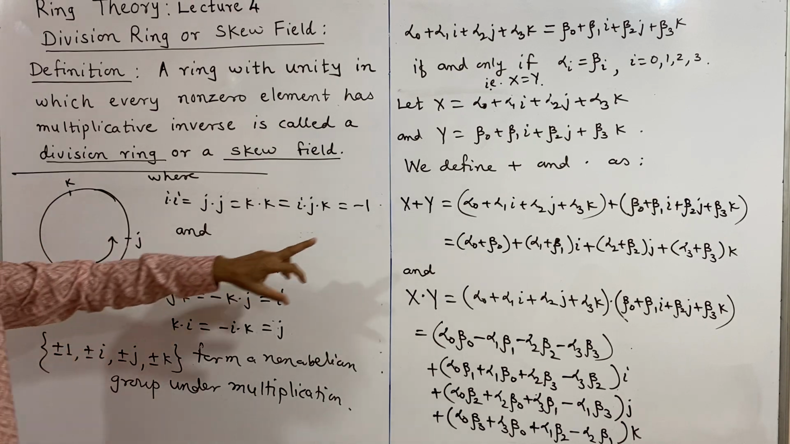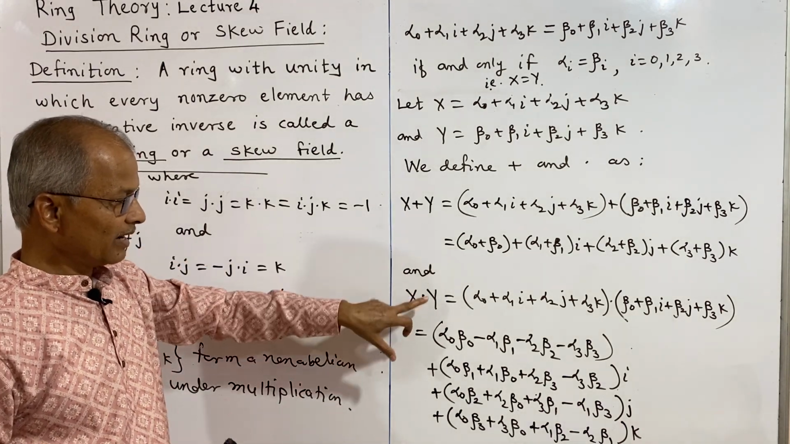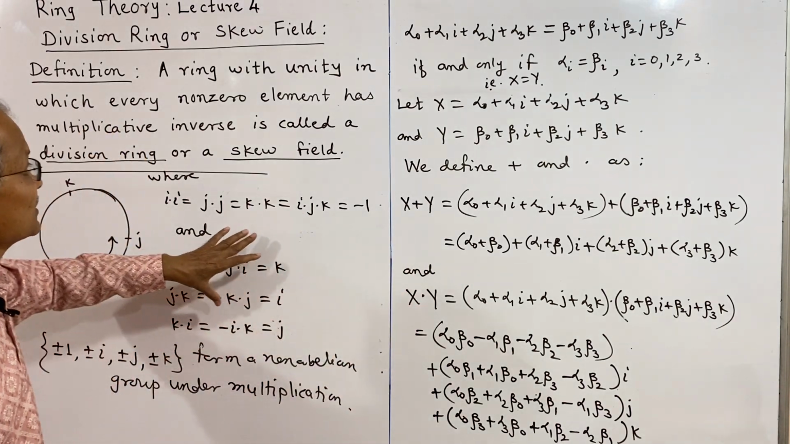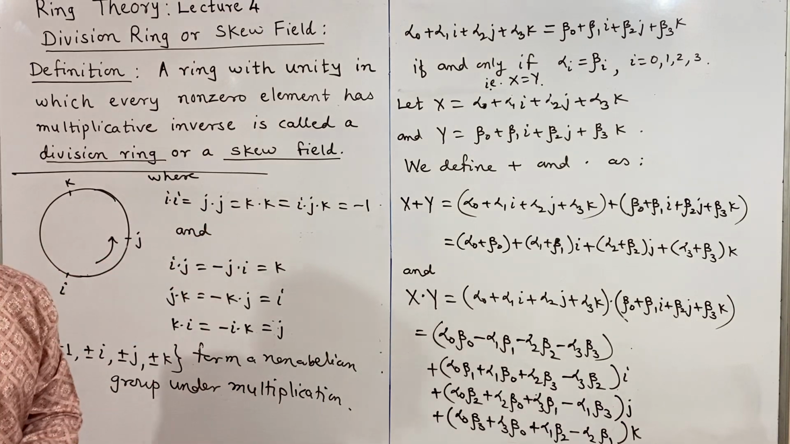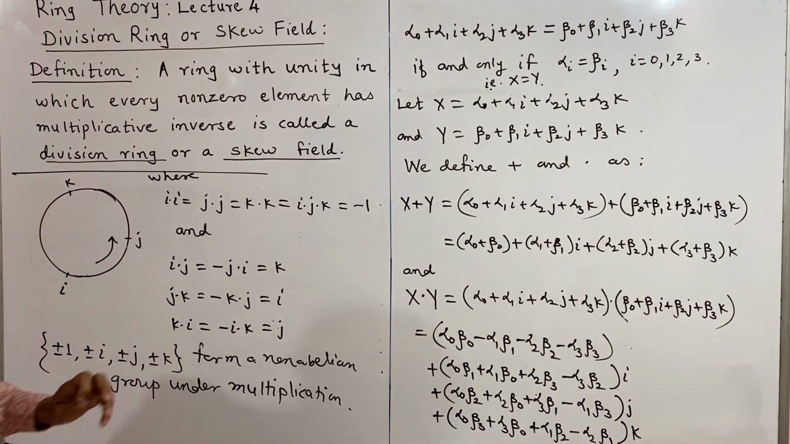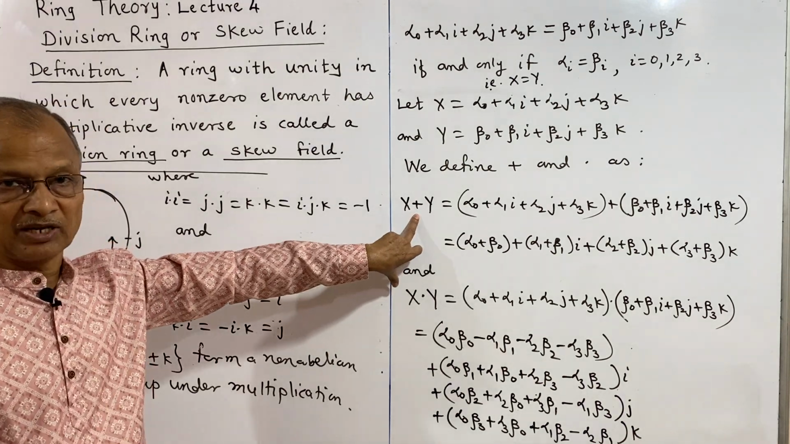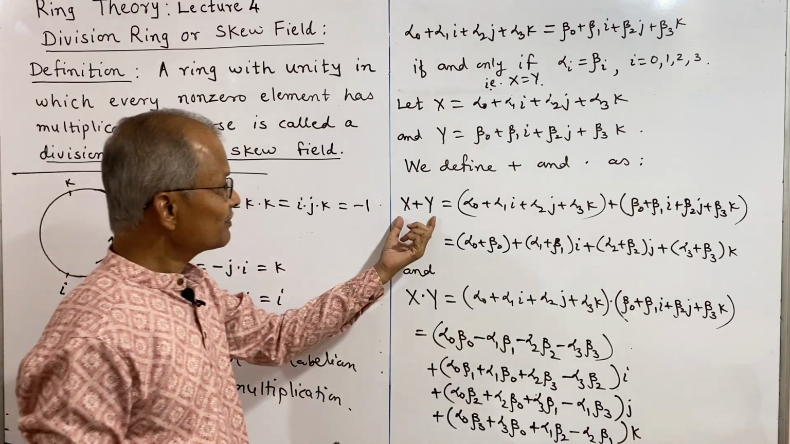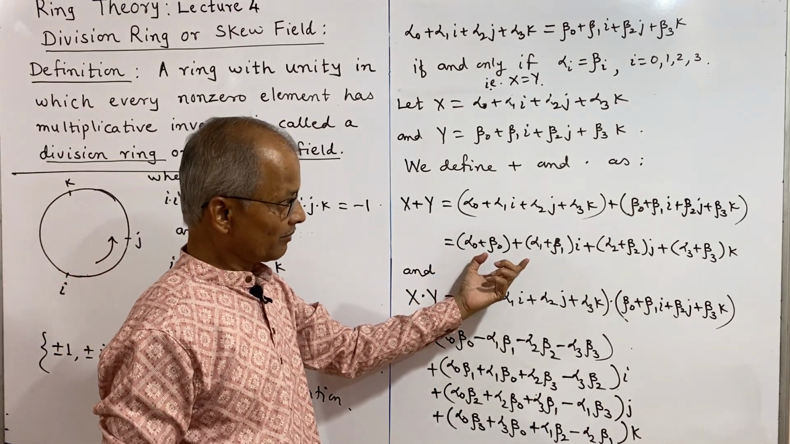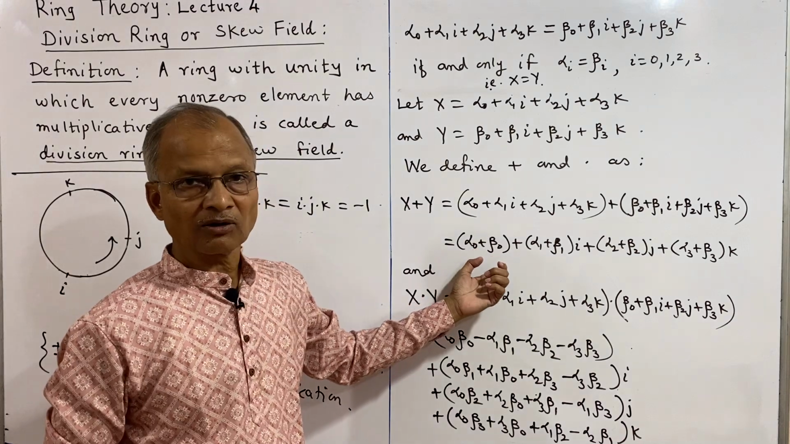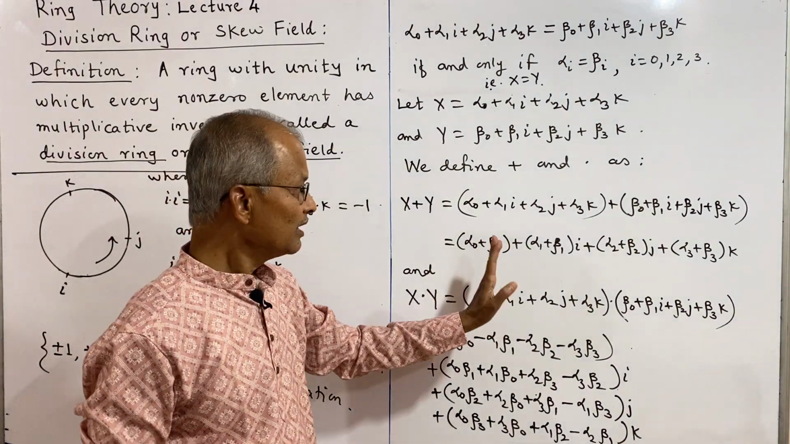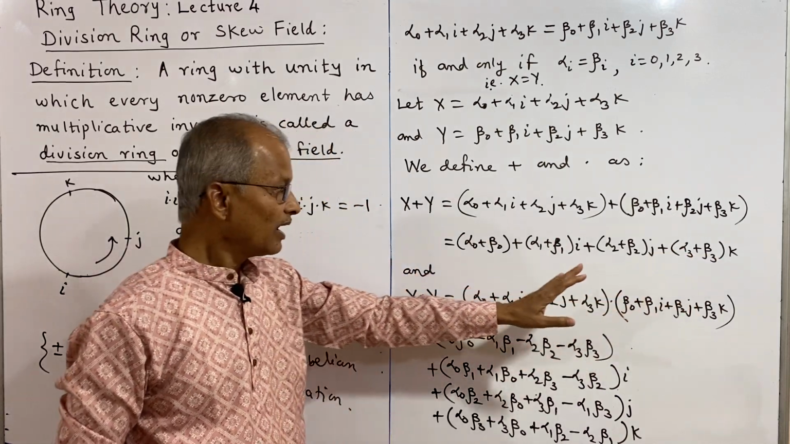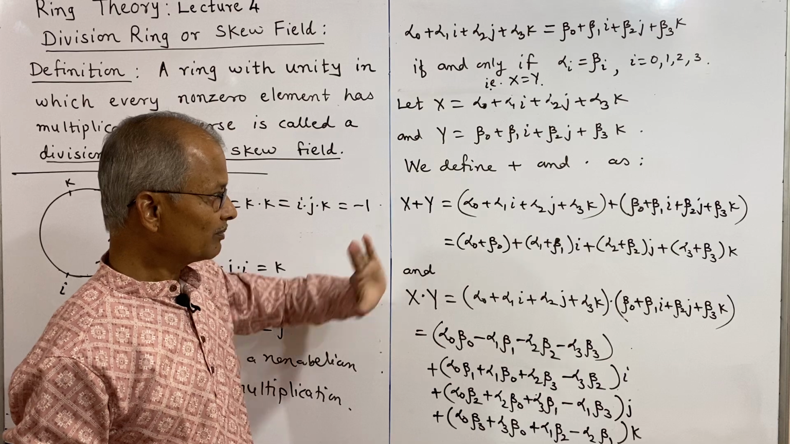And with the help of these compositions, x plus y and x multiplication y, addition and multiplication, we shall check whether this is a ring or not. It is now easy to check that plus is an abelian group. Because x plus y is closed. x plus y is this number, and this is again in the set of real quaternions, because it has four components, one real and three imaginary parts, and therefore this belongs to Q, and multiplication is closed.